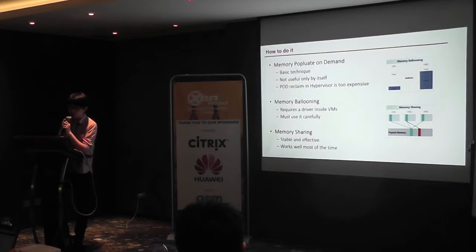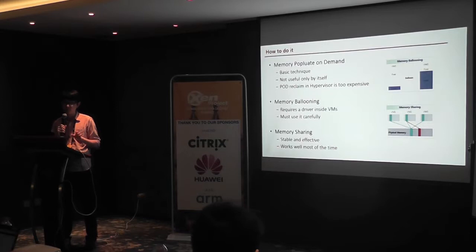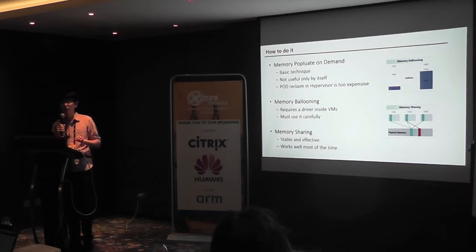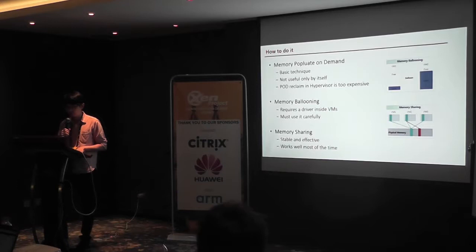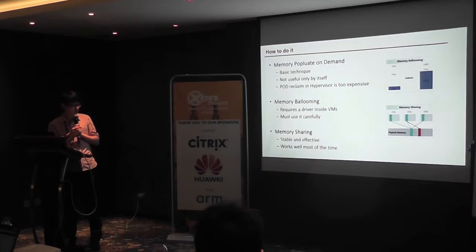One method is reclaim in the hypervisor. There is some code in the hypervisor, but it's too expensive. It may take a long time, it may block the VM for a while and cause significant performance degradation. So we need more methods to reclaim memory. You can use memory ballooning. Memory ballooning is an active and effective method to reclaim memory, but it requires a driver inside the VM. The driver will allocate memory inside the VM and free it to the hypervisor, making the memory available for other VMs. It's useful, but we must use it very, very carefully.